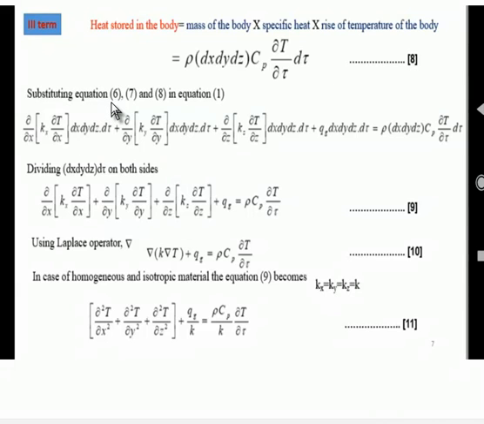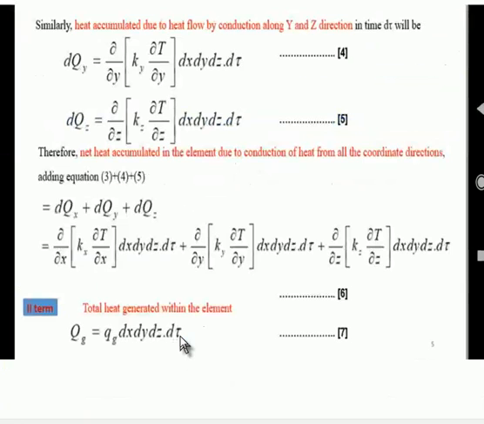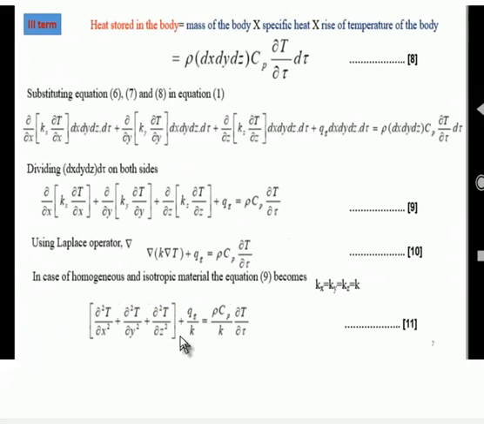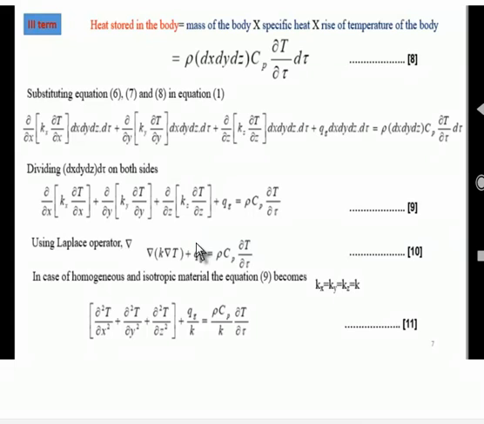Substituting equations number 6, 7, 8 in equation number 1. So this is equation number 1. Already we have equation number 6 here and equation number 7 here. So that means the first term plus the second term is equal to the third term. Up to this point it is the first term, and this is the second term, and it is equal to the third term.